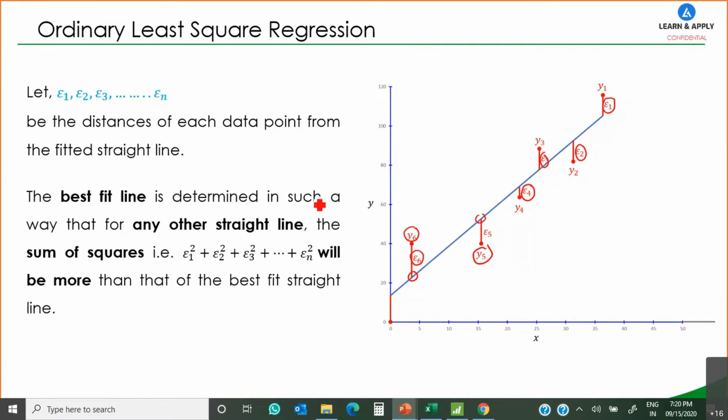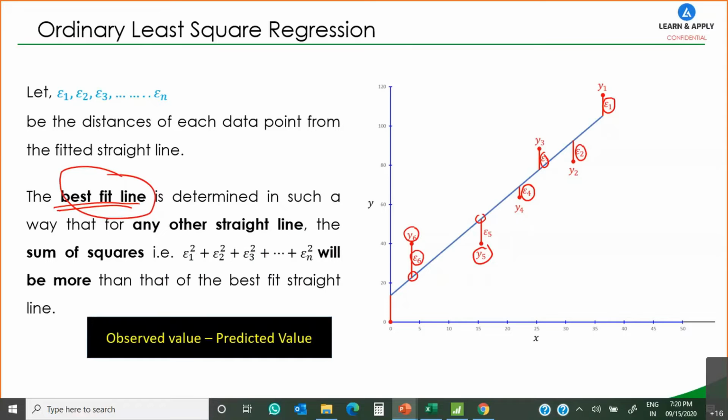The best fit line is determined in such a way that for any other straight line, the sum of squares will be more than that of the best fit straight line. So we had seen what the best fit line is. The best fit line is the line which has the smallest sum of squares compared to any other line, right? That is called the regression line or best fit line. It is very important to understand the best fit line, and it will be calculated. How to calculate that line we are going to see, but it is very important to understand what is meant by best fit line.